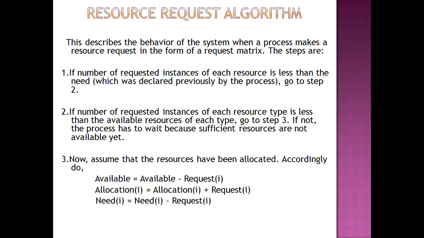Now assume that the resource has been allocated accordingly. How can we find the available? Available is the available minus request. And now we need to find allocation, which is allocation plus request for that process. And need for one process is equal to need of that process minus request of that process.